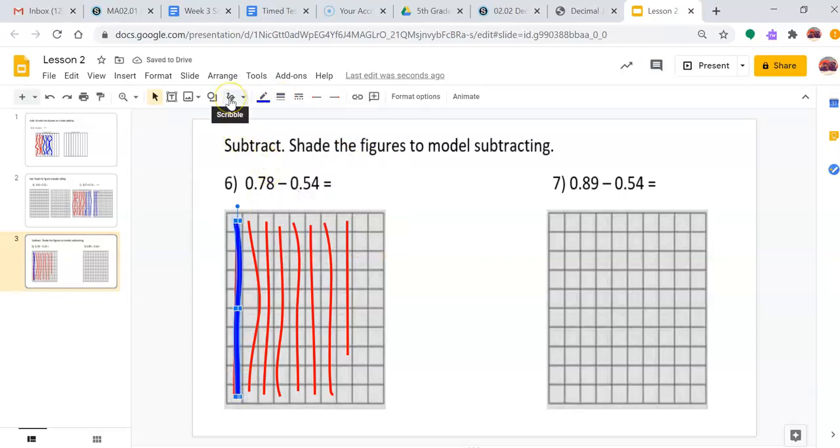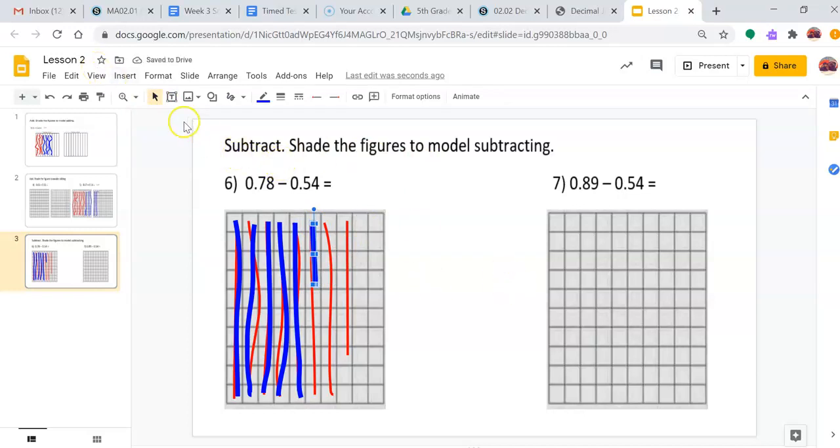There's 10. I need to get to 54. 20, 30, 40, 50, and now I'm going to take away 4 because I'm at 50. 51, 52, 53, 54. Okay.